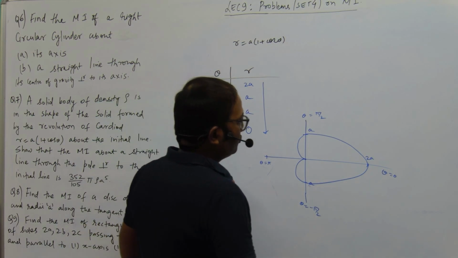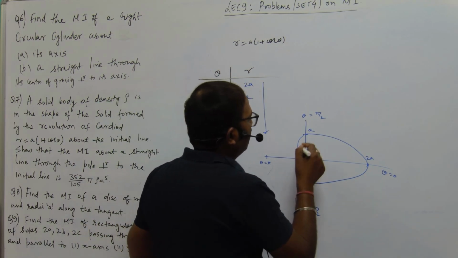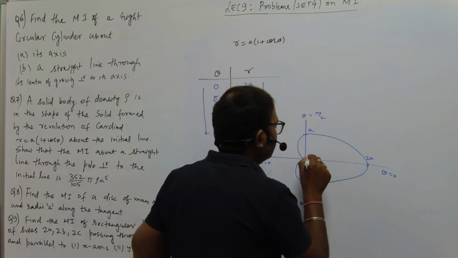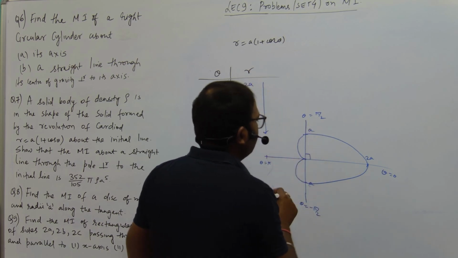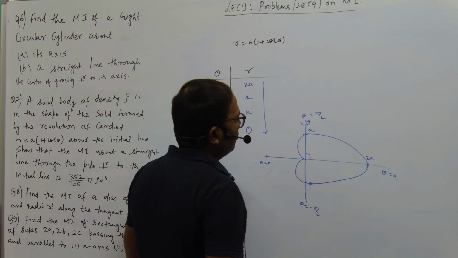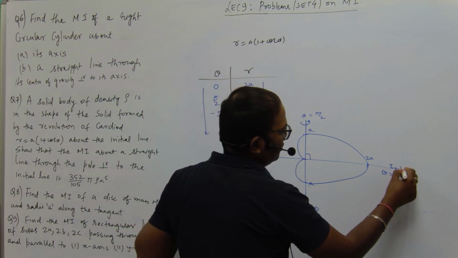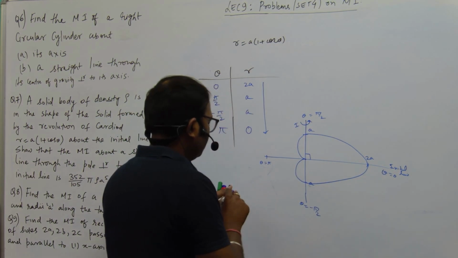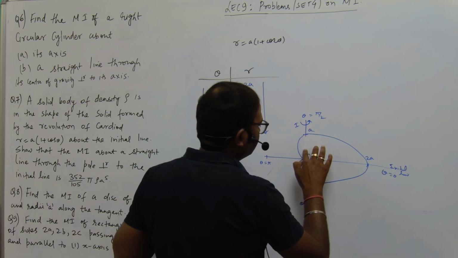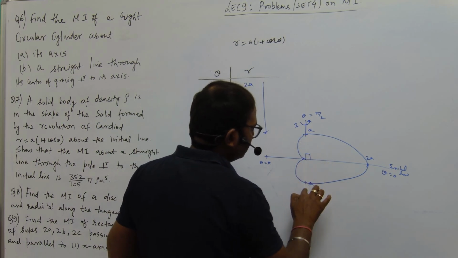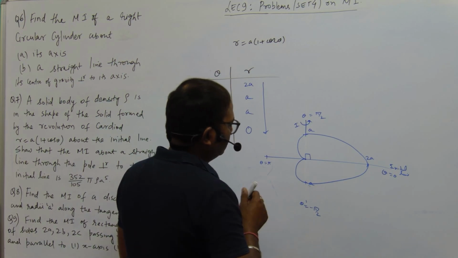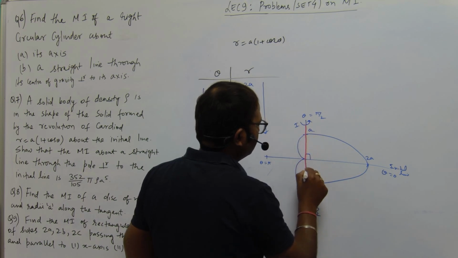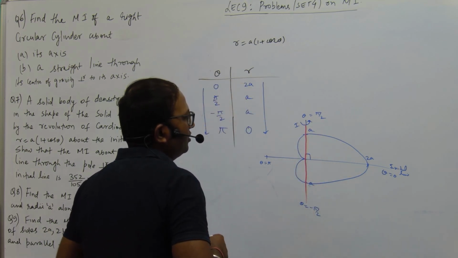Okay, so how can we find the moment of inertia? In the question it is given that we have to find the moment of inertia about the line that is perpendicular to the initial line. So this line is perpendicular to the initial line, this is our initial line. We have to find the moment of inertia about this axis.